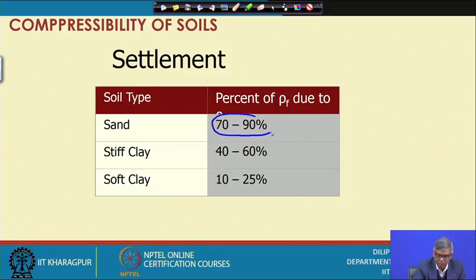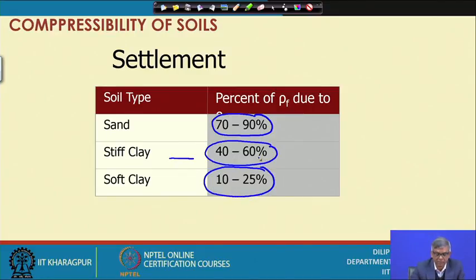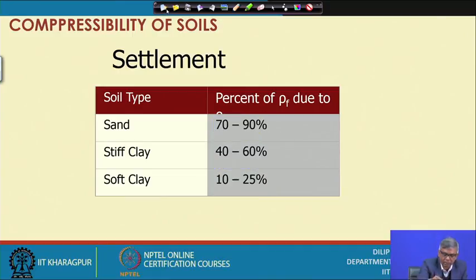For sand, 70 to 90% is from elastic settlement, whereas for stiff clay, out of total settlement, 40 to 60% comes from elastic settlement, and for soft clay, 10 to 25% comes from elastic settlement, and the rest will be consolidation. That means when you talk about sand, elastic settlement is important; when you talk about soft clay, then consolidation settlement is important. So now we will see the mechanism of consolidation.